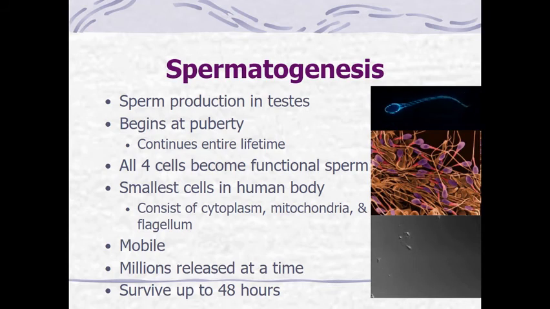In meiosis of males, all four cells that are produced become functional sperm. Sperm are the smallest cells in the human body. They consist of cytoplasm, mitochondria, and flagellum. The flagellum is the tail that allows them to swim. The mitochondria gives them the energy they need to be able to swim. And the cytoplasm is full of nutrients that allow their mitochondria to keep producing the energy.